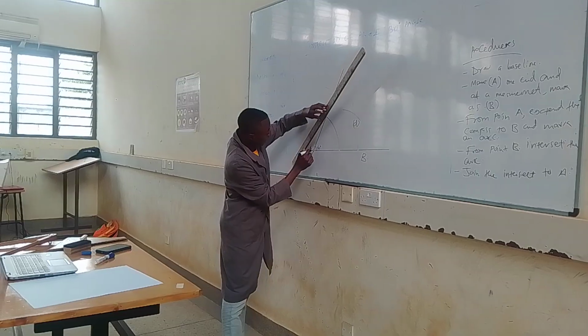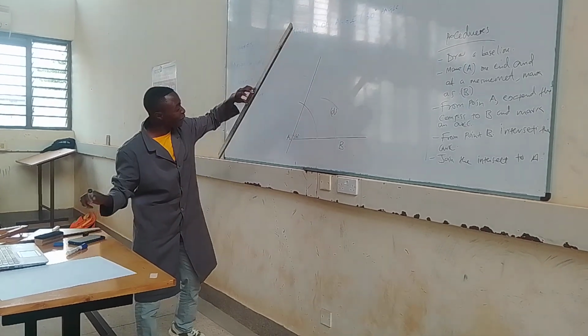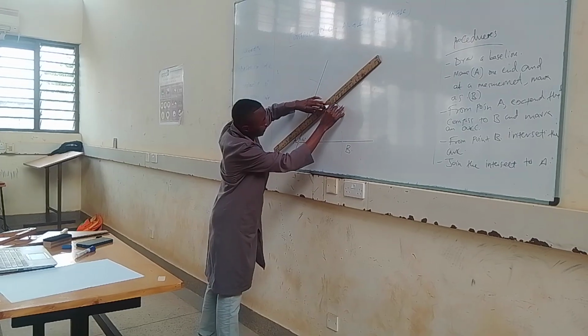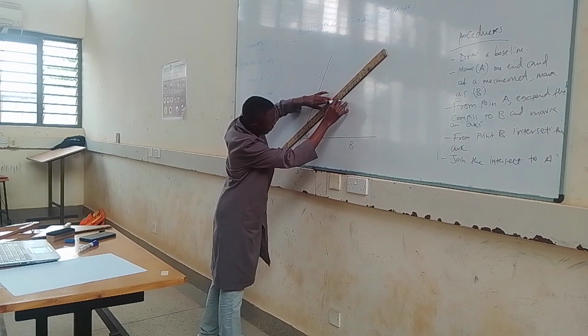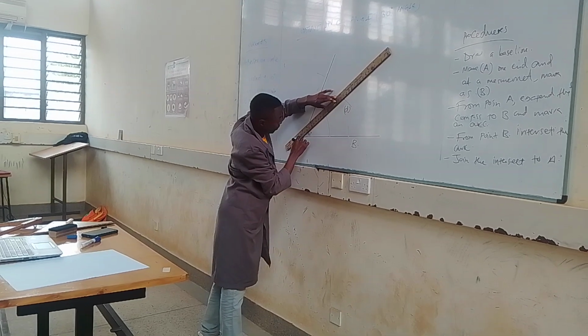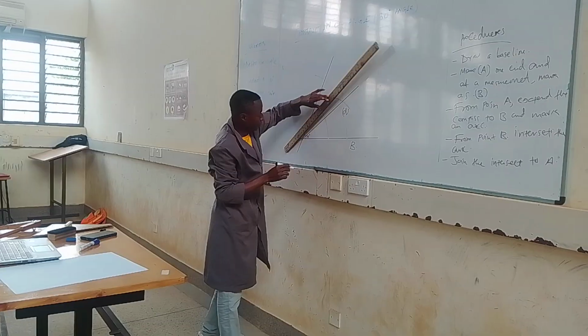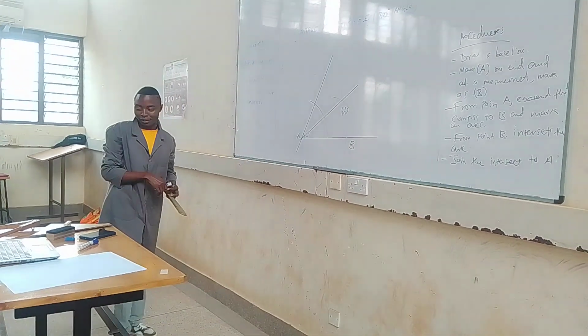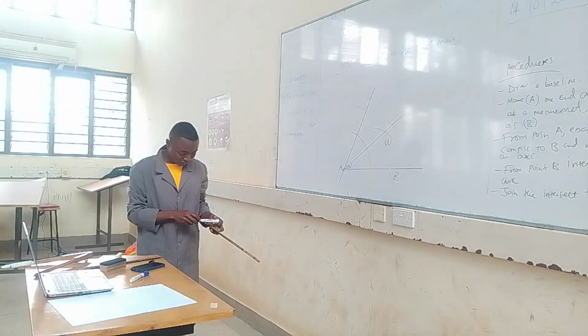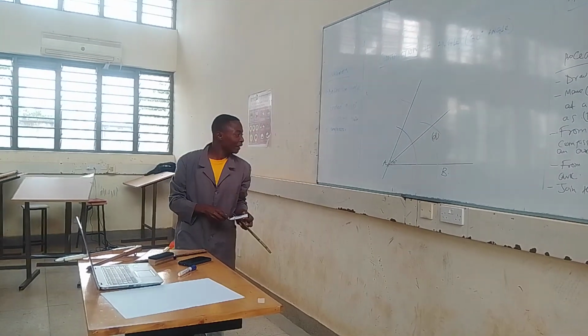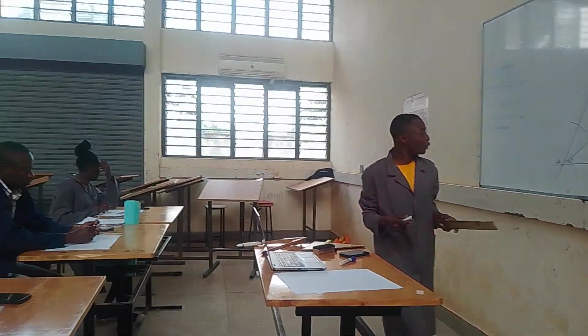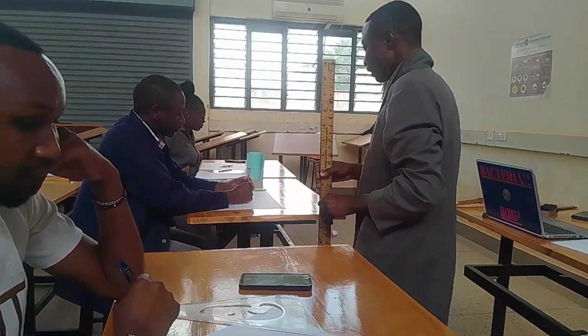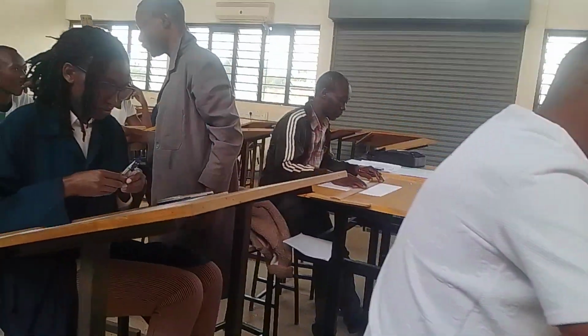This is a simple way of dividing this angle into two. Do you see my work? Make sure you are doing neatness. You ensure neatness and accuracy in your diagrams, so that we can get a very nice drawing.